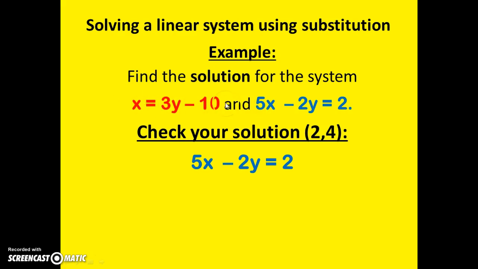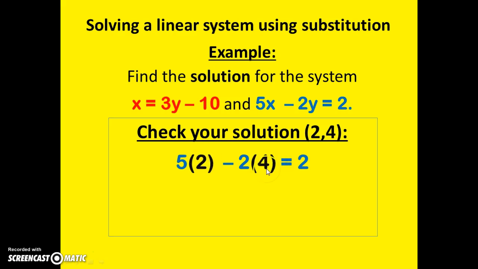Since we used this equation to find out what x was, let's use this equation to check. Okay, you could check in both, but we're only going to check in this one for right now. So 5x minus 2y equals 2, and we know that x is 2 and y is 4. So 5 times 2 minus 2 times 4 equals 2. Once again, what are we doing here? We're substituting x with 2 and y with 4. So we're substituting again. Now we're going to evaluate and see what we come up with. 5 times 2 is 10. Minus 2 times 4 is 8, and 10 minus 8 is 2. So 2 does equal 2.